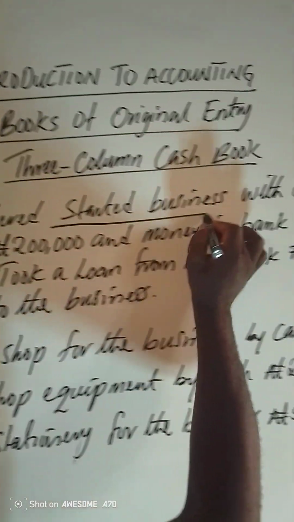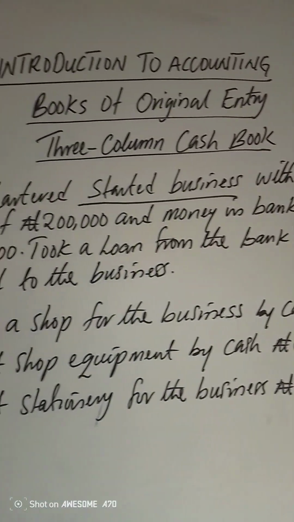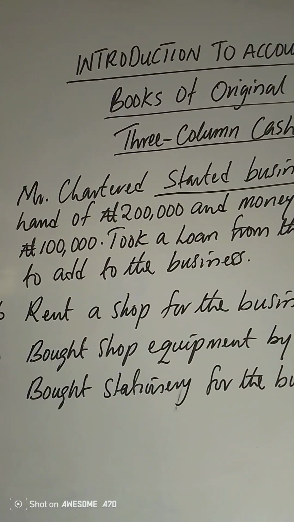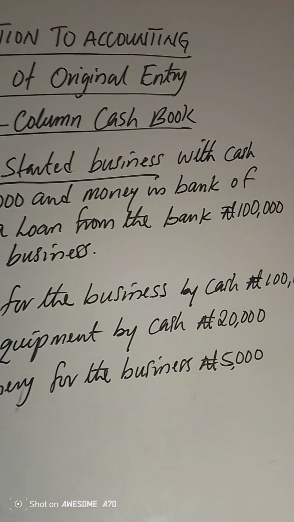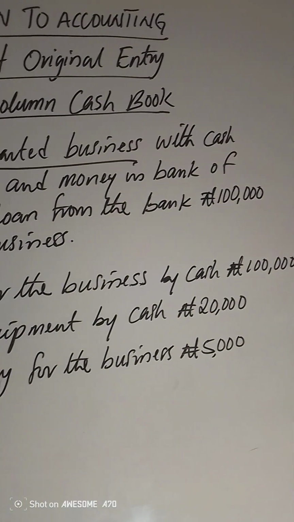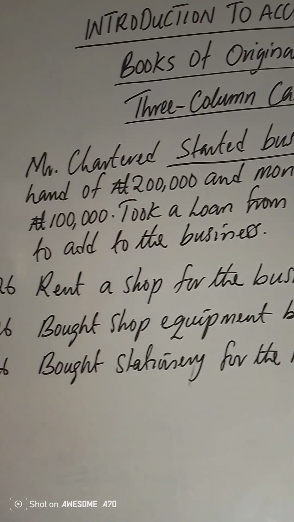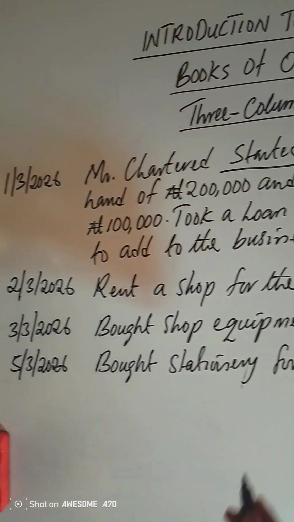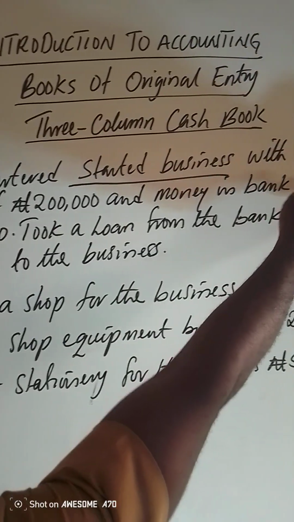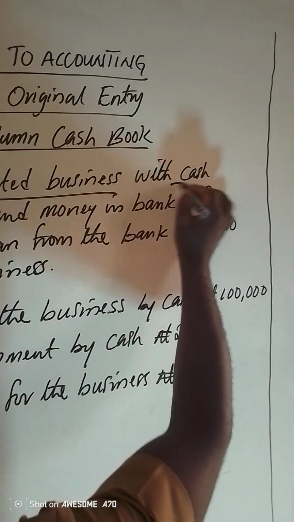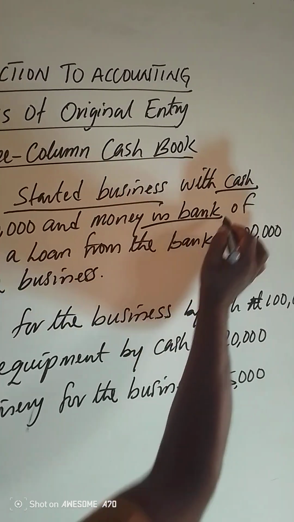We started business. Started business in accounting means capital. If you want to start business, you must have capital. And if you have capital, the owner is giving capital into the business. Therefore, capital will be credited, because the owner is giving capital into the business. But in this case, we are dealing with the cash book. So the owner is giving capital into the business by way of cash and by way of money in the bank.